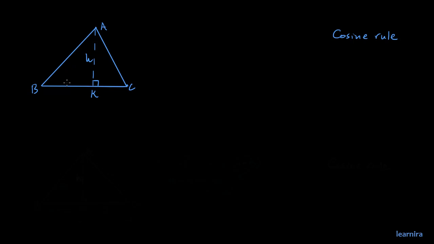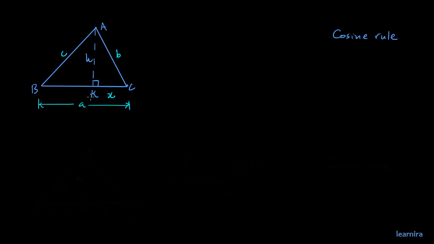So the height AK, let's just put it as small letter h. Then we know that because the angle B is facing the side AC, let's put this as small letter b. Now since the angle C is facing the side AB, let's put this as small letter c. Now since the angle A is facing the side BC, let's put this as small letter a. Now, since this is CK, the distance CK, we can put this as x.